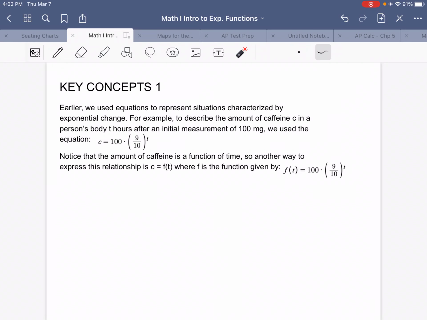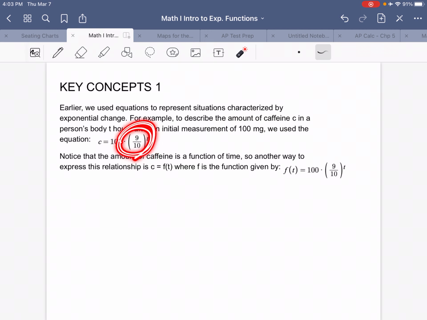This is for lesson 9 and a cool down called Interpreting Exponential Functions. So earlier in this unit we had used equations to represent situations characterized by exponential change. For example, to describe the amount of caffeine C in a person's body T hours after an initial measurement of 100 milligrams, we use the equation C equals 100, the starting amount, times 9/10 to the T power.